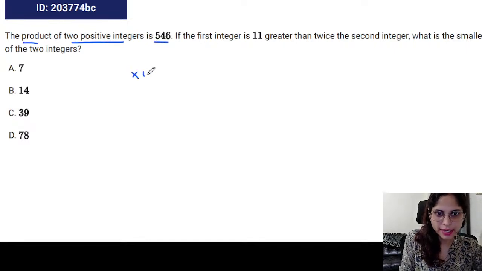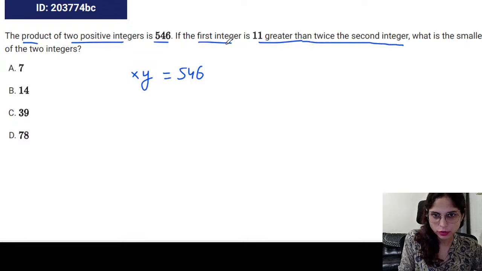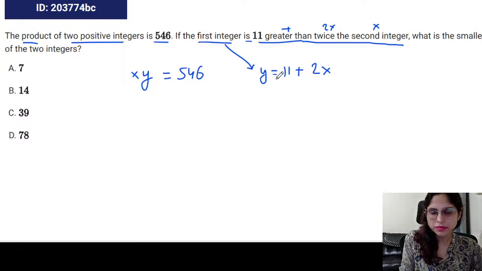So let's say they are x and y. So xy equals 546. If the first integer is 11 greater than twice the second integer. So first integer, let's say, is y, is equal to 11 greater, means 11 plus twice, means you have to multiply with 2, second integer is your x. So this becomes y is equal to 11 plus 2x.